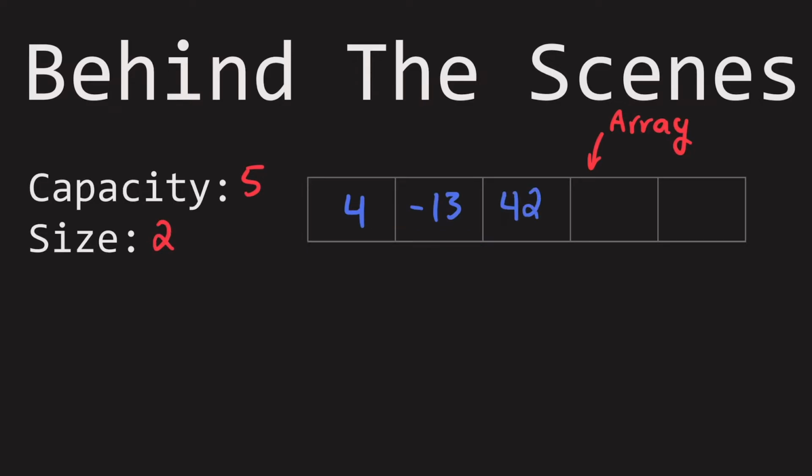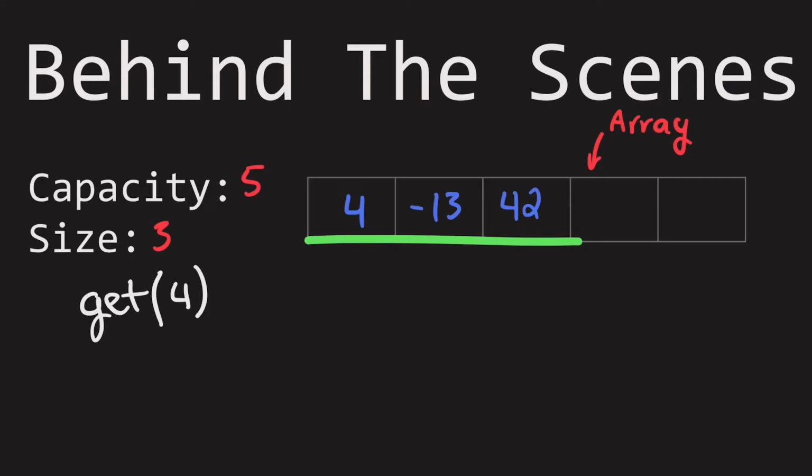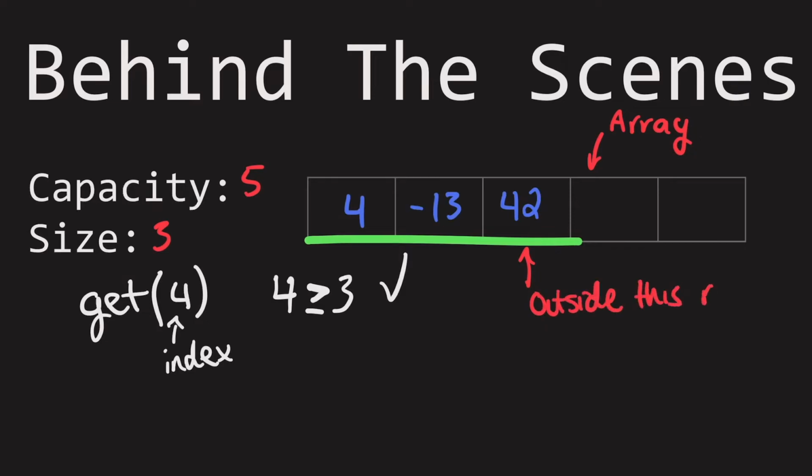Same goes with 42. Now let's try calling a get method on the array list for index 4. Well, index 4 is in the range of our array. However, index 4 is not in the visible range for our array list, because 4 is greater than or equal to the size of our array list, which in this case is 3. So, in terms of the array list, index 4 does not exist, and the code will throw an exception.